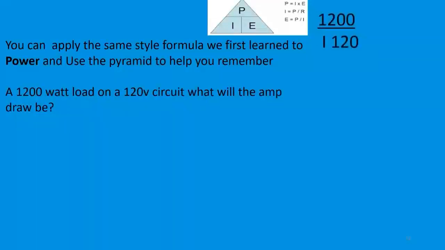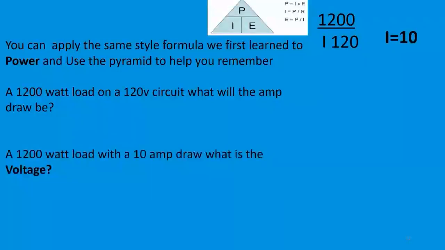A 1200 watt load on a 120 volt circuit, what will the amp draw be? So you just type in what you know. So you know the power, the wattage, and you know the voltage, and we're looking for the amperage. So you just divide 120 up into 1200, and you get 10. So we have a 1200 watt load with a 10 amp draw. What is the voltage? Again, you just type in what you know. So you know the wattage and you know the amperage, and you're looking for the voltage. So you take 10, divide it up into 1200, and you're going to get 120.